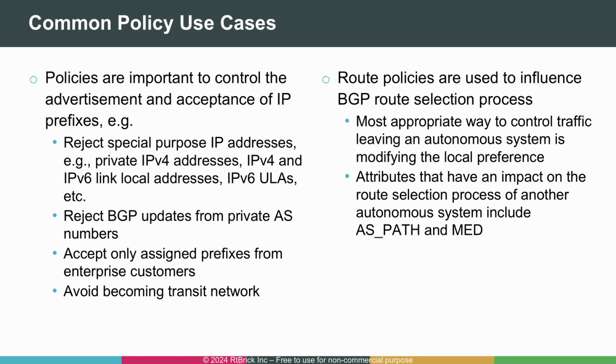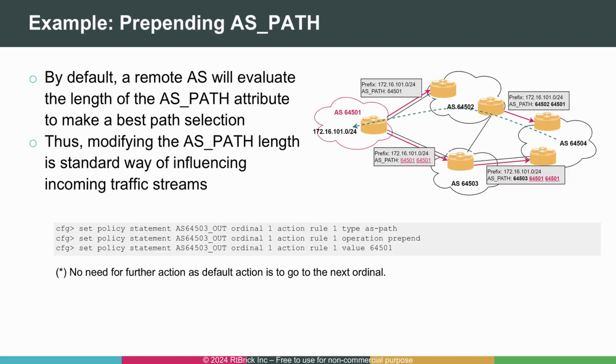The AS path length and the multi-exit discriminator are two commonly used attributes to achieve this. Let's start with a simple example. As mentioned earlier, the length of the AS path is one of the top criteria in the BGP route selection process. If two paths are available and you want to prefer one over the other for incoming traffic, artificially increasing the AS path length of the less preferred route is a common technique.